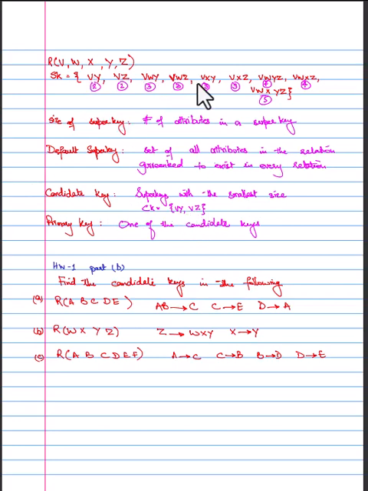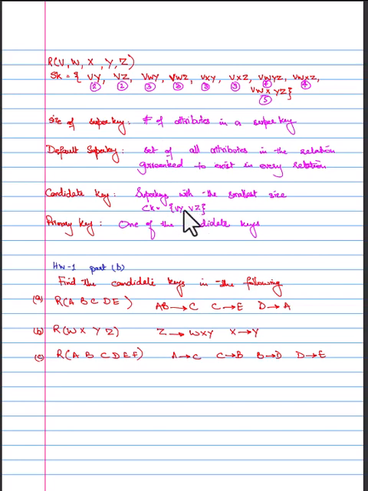So, super keys with the smallest size. The smallest size here is VY and VZ, which is 2, because there is no single attribute in the super key which can uniquely identify all the attributes. So the minimum size is 2, which is VY and VZ.